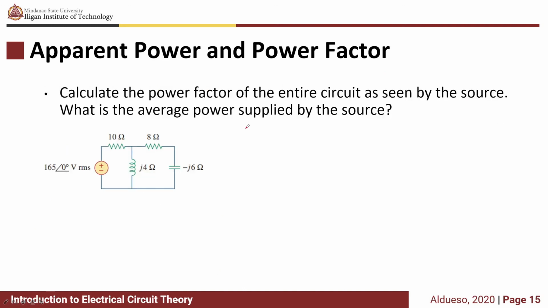For our next example, calculate the power factor of the entire circuit as seen by the source. And then what is the average power supplied by the source? So to get the power factor as seen by the source, we need to get the equivalent impedance as seen by the source. ZEQ is equivalent to 8 minus j6 in parallel with 4, then in series with 10. So this is just equivalent to 202 over 17 plus j76 over 17.